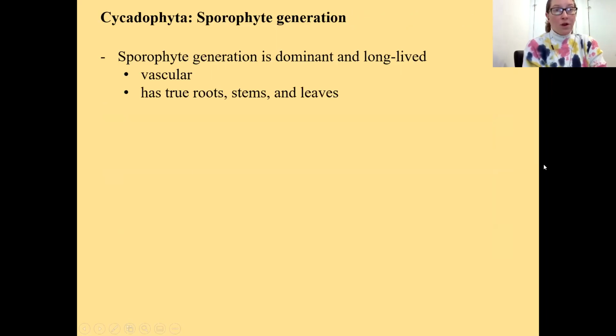Okay, well, we are in the vascular plants, right? So we know that the sporophyte generation is dominant. We know that already because we're in the vascular plants. And we know the sporophyte generation has true roots, true stems, and true leaves.